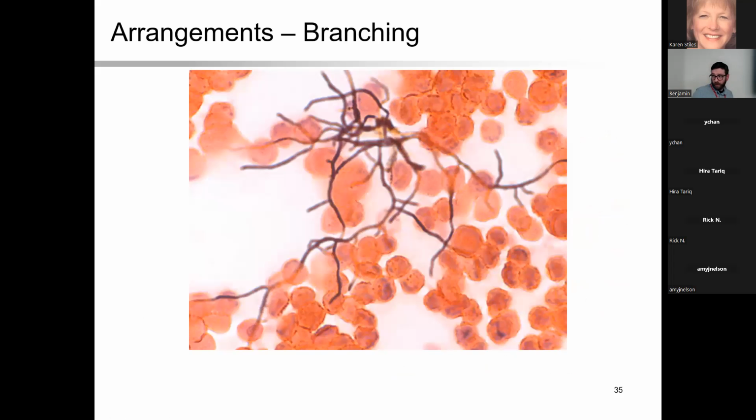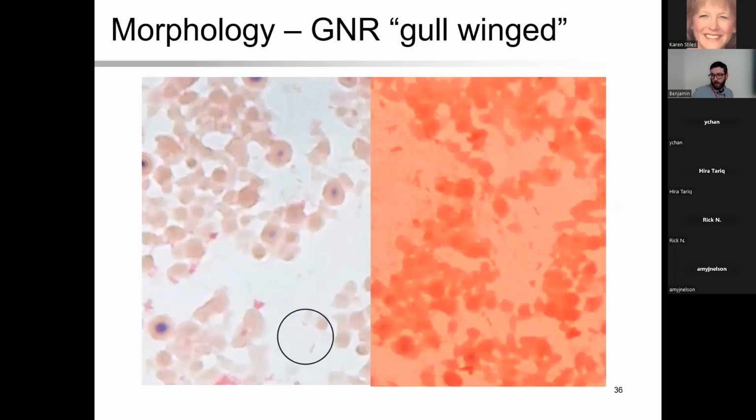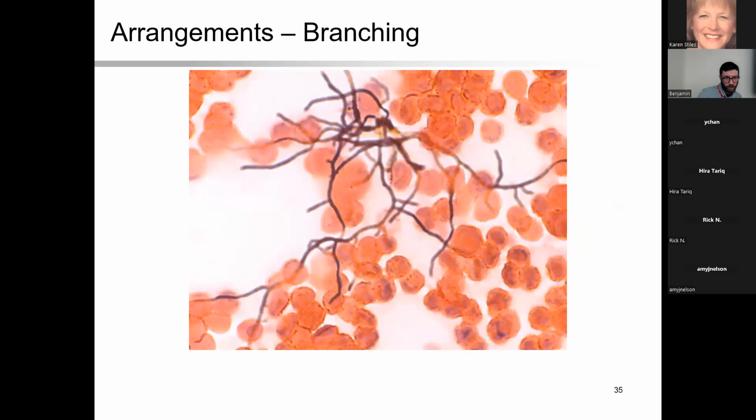And then here's some branching yeast, looks like. Go back to that last one. I think that was like a Nocardia. You're right. It's hard to tell if it's a mold or a yeast that could be branching. But I also think it could be a gram-positive rod, but branching too. So there are some gram-positive rods that branch as well. Thank you. Sorry about that, Ben.